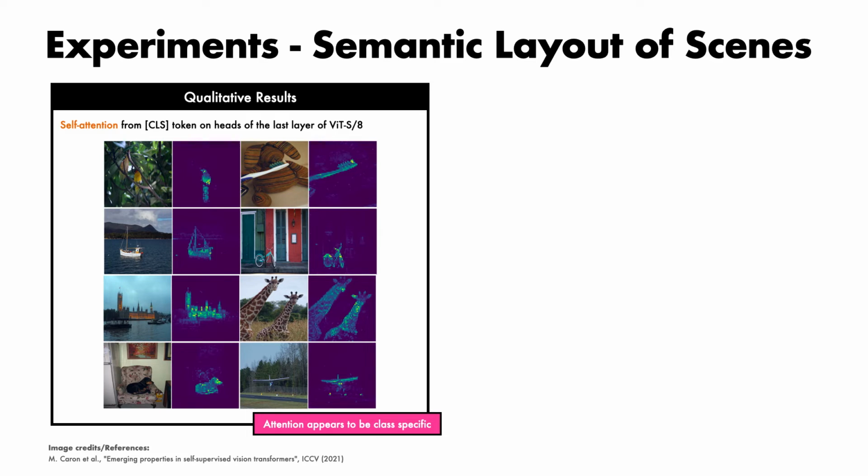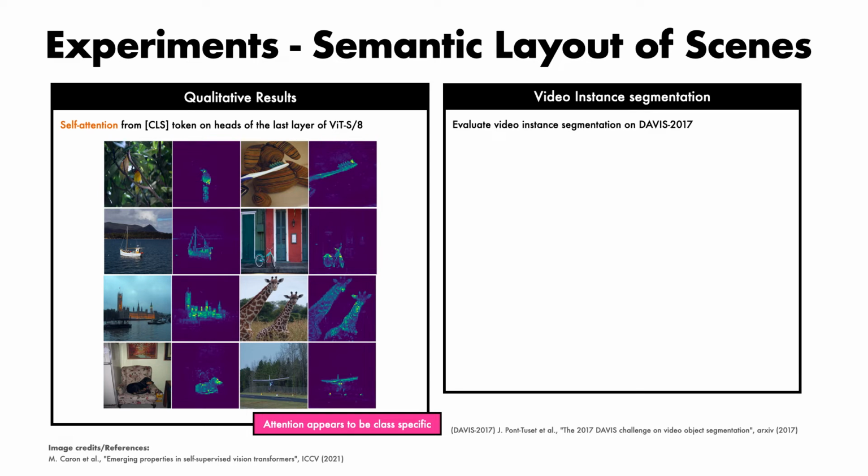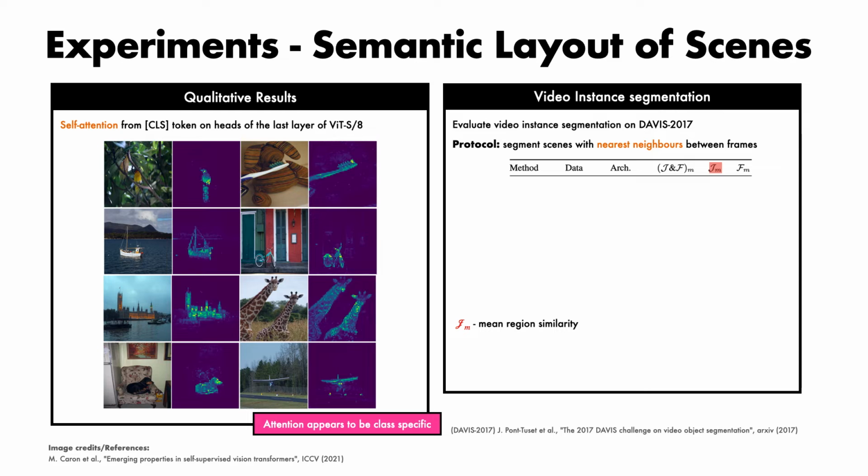To quantify this segmentation ability, evaluations were conducted for the task of video instance segmentation on DAVIS 2017. The protocol used here is to segment scenes by propagating masks using nearest neighbors between frames. Here, results with frozen DINO features are compared with existing methods, and the metrics used to evaluate performance are mean region similarity and mean contour-based accuracy, which collectively assess the quality of the segmentation. The frame resolution for these experiments is 480 pixels.